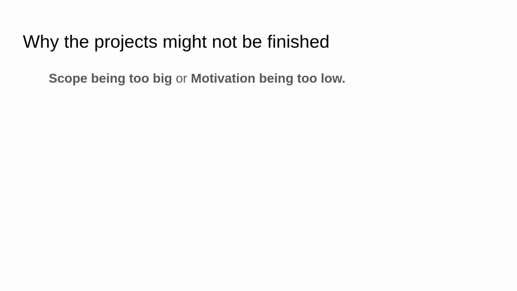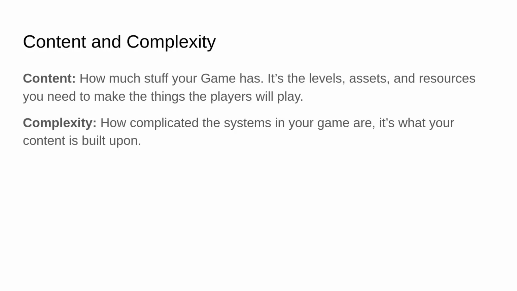Let's start with scope. What determines how big or small or complicated your game is? Well, scope can be separated into two separate kinds of work that you do for your game. There's content and complexity. The content of your game is simply how much stuff your game has. It's the levels, assets, and resources that you will need to make the things that the player will play. The complexity of your game is how complicated the systems in your game are. It's what your content is built upon.